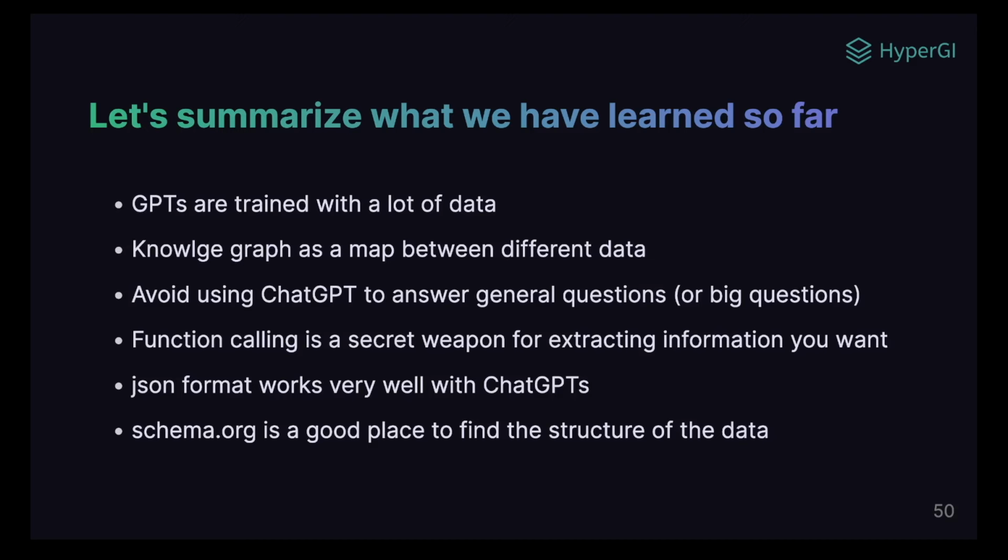GPTs are trained with a lot of data. A knowledge graph is a map between different data, organized as a graph. So we should avoid using ChatGPT to answer general or big questions. Function calling is a secret weapon for extracting the information you want. JSON format works very well with ChatGPT. Schema.org, the schema organization, is a good place to find the structure of data. Sometimes you might want to describe or organize your data with a certain structure. You should go to this website, learn it, and use it with ChatGPT.